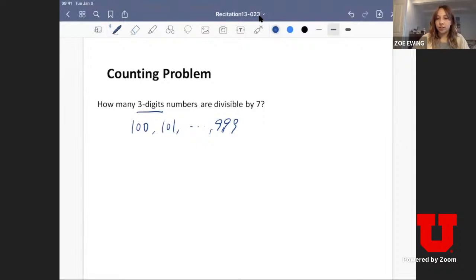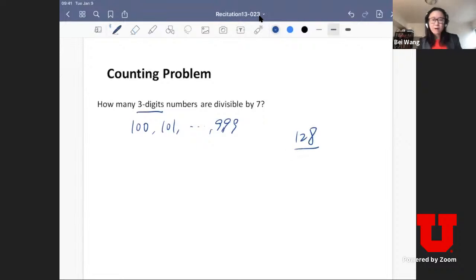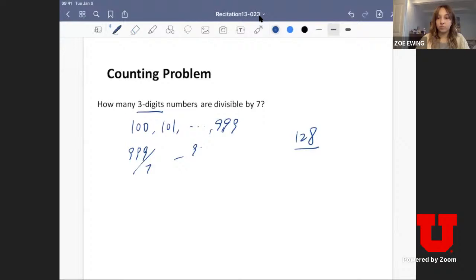In the chat, Brendan said 128. 128. Great. How did you arrive at the solution? You can either unmute yourself or you can type. Let's see, he did 999 divided by 7 minus 99 divided by 7. Okay, so yes, this is one really good solution.